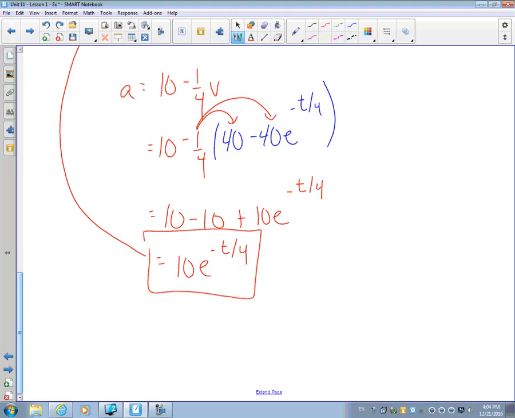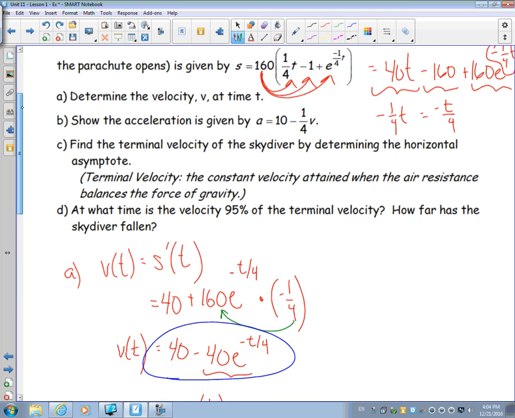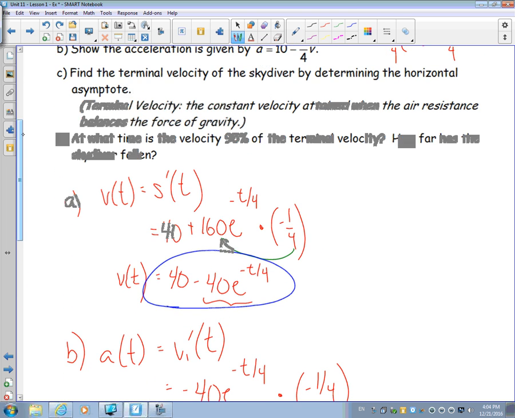Okay, but our acceleration is 10 minus 1/4 times the velocity. I need this working with derivatives. Okay, part C. Find the terminal velocity of the skydiver by determining the horizontal asymptote. And just an aside for you, terminal velocity is the constant velocity attained when air resistance balances the force of gravity. What does that mean?